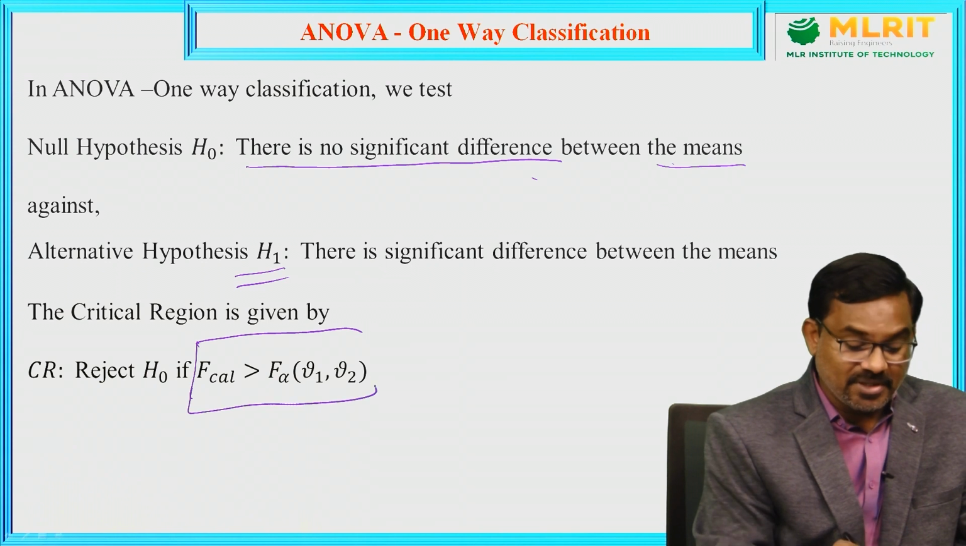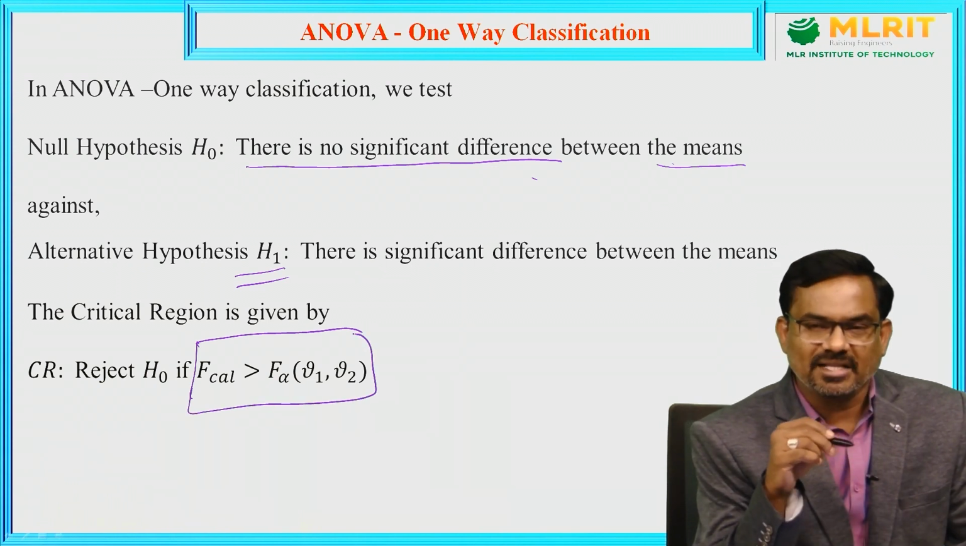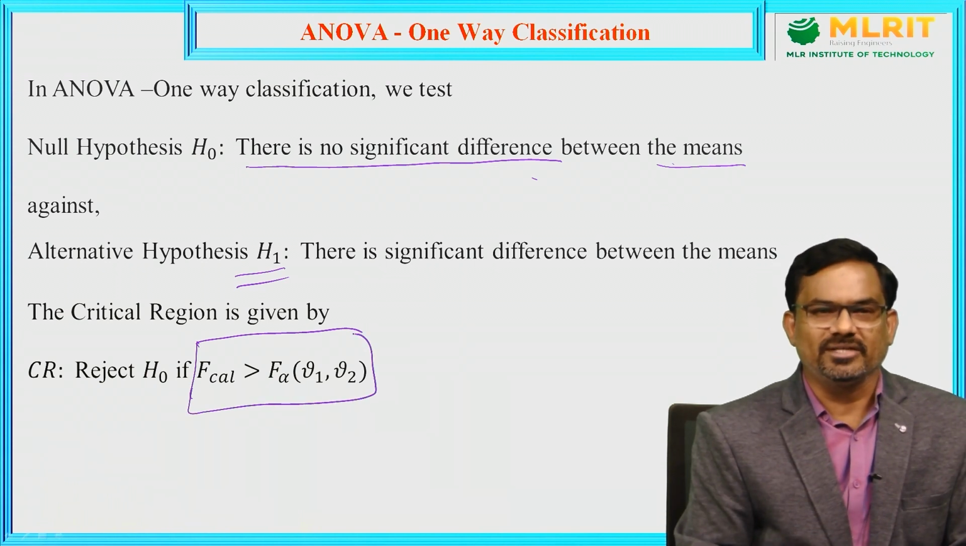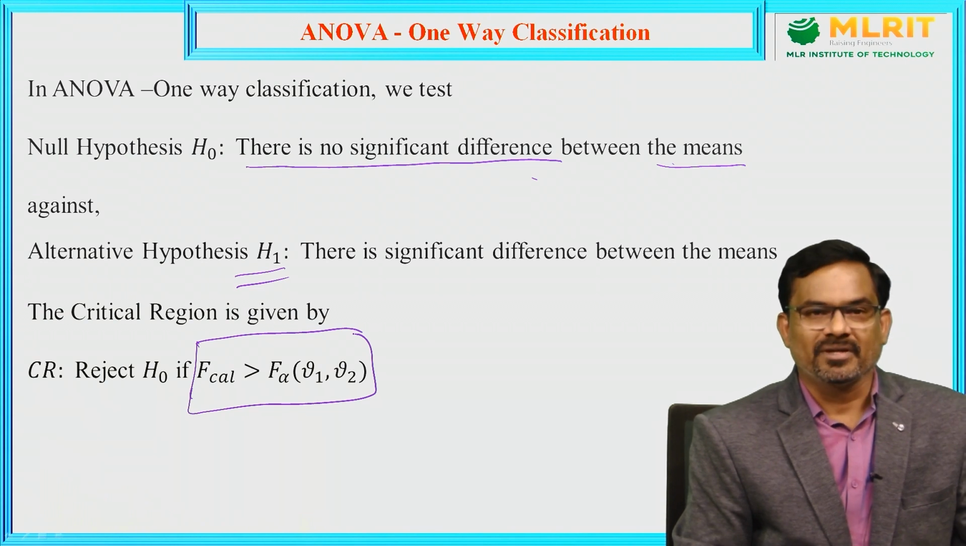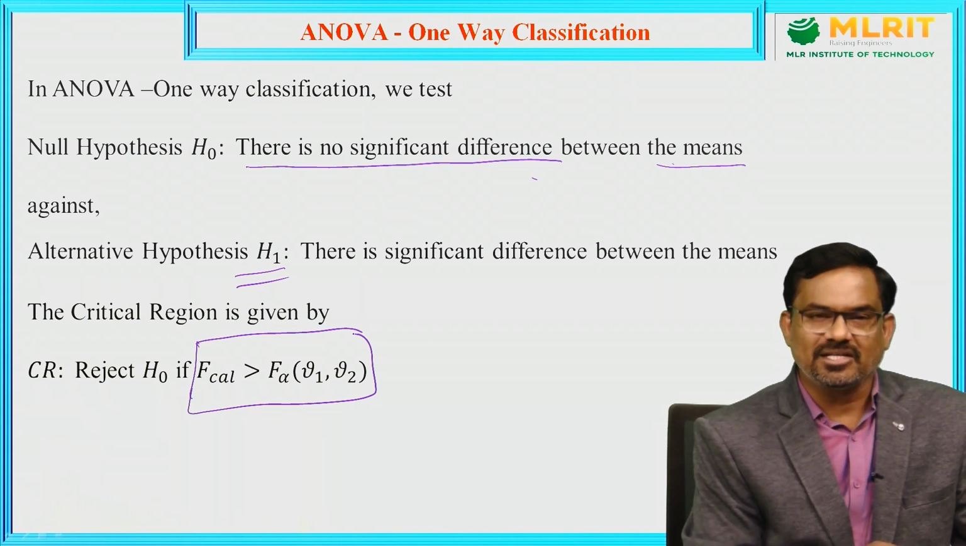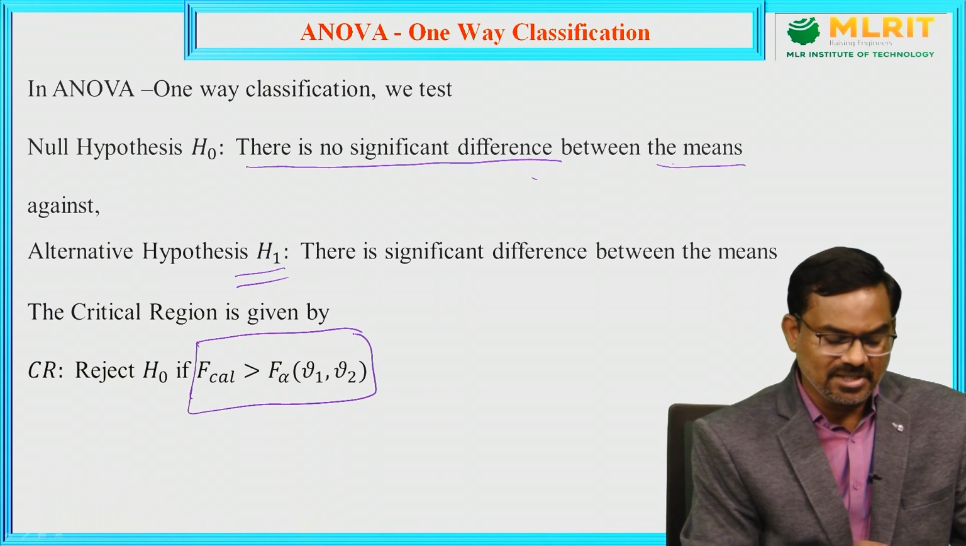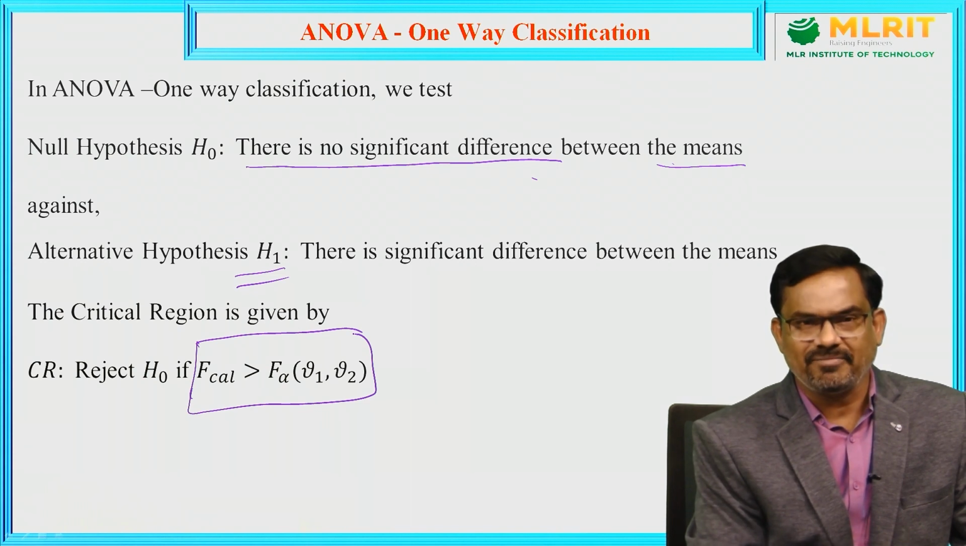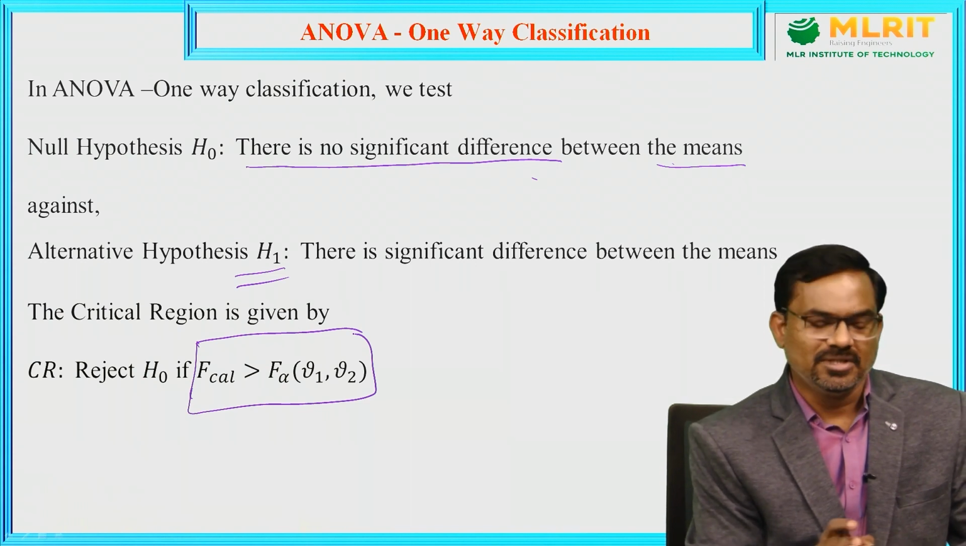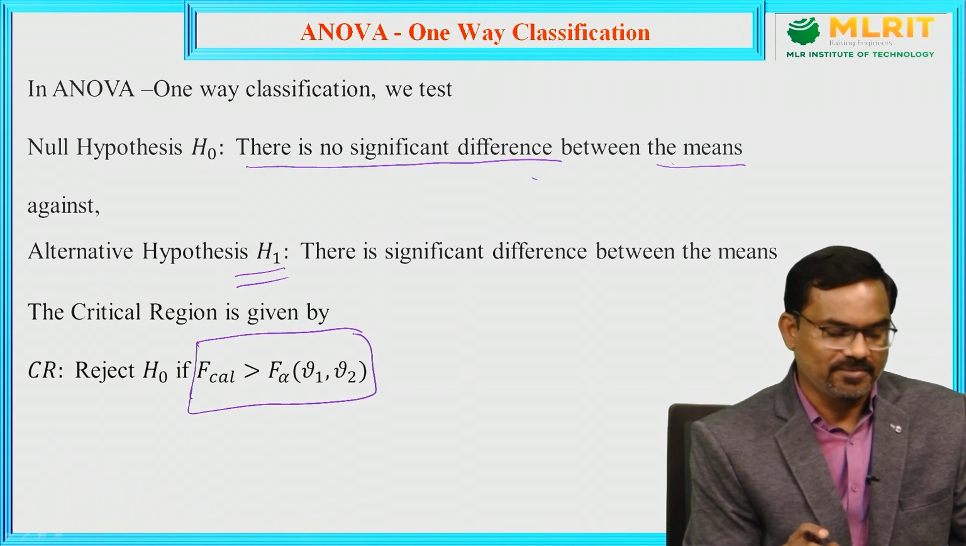Always the same: if our calculated value is greater than the tabular value, simply we can reject the null hypothesis. If the calculated value is less than the tabular value, we accept the null hypothesis. If the calculated value of F is greater than that of the tabular value, simply we reject the null hypothesis.